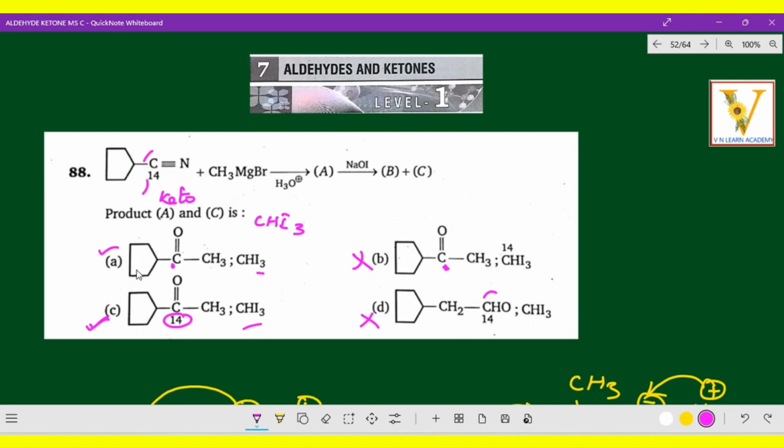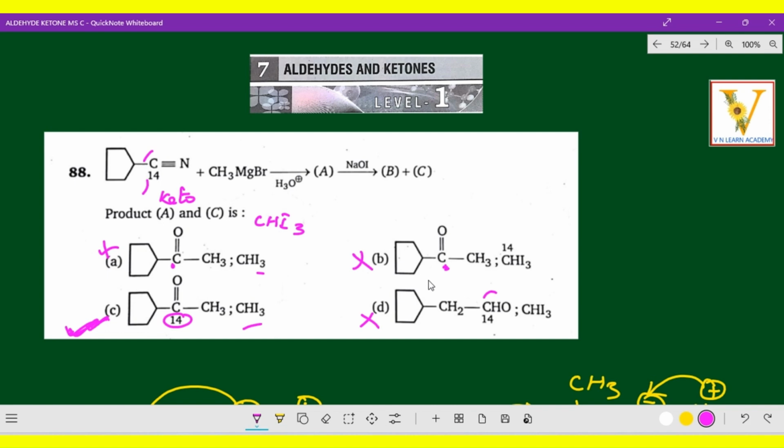Suppose they are not mentioning carbon-14 over here, then option A will be correct. If they are mentioning carbon-14, option C is exactly correct. See how tricky a way they are asking. So option C is exactly the correct option. Option A will not be coming, because to create that confusion they mentioned it that way. I hope you got the clarity.